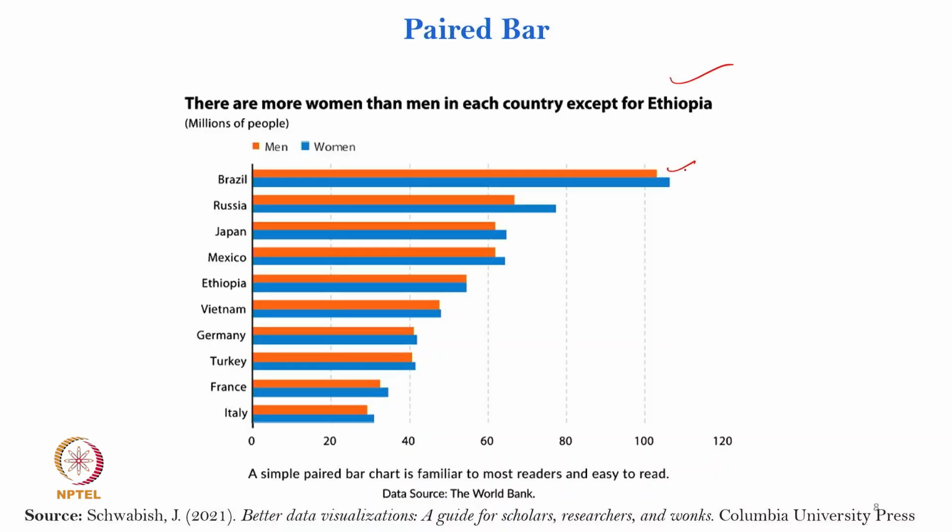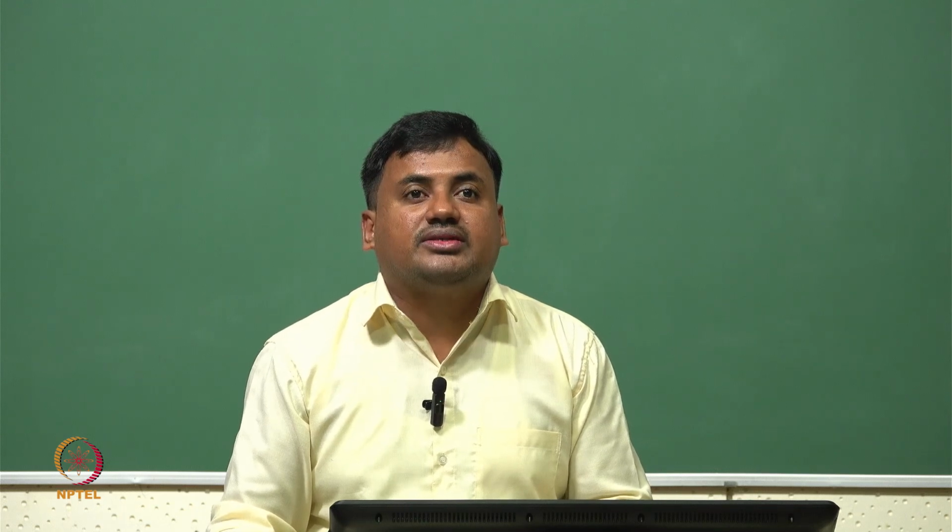The men is in a different color and women is a different color. With paired charts within the country, you can compare what men and what women are. It is familiar to most readers. Another variation is the stacked bar chart.